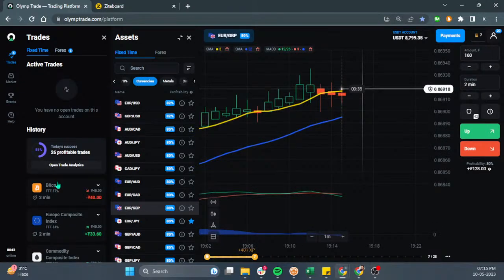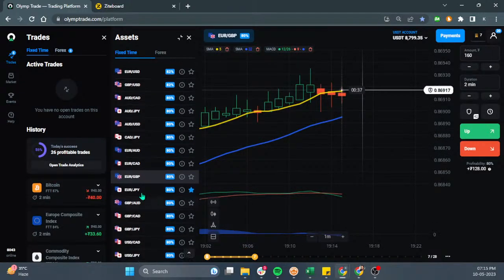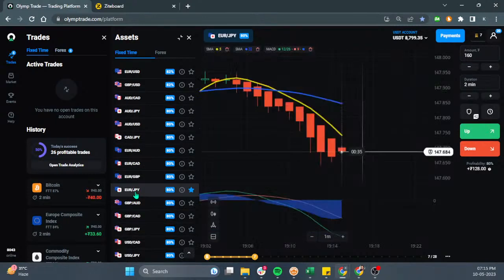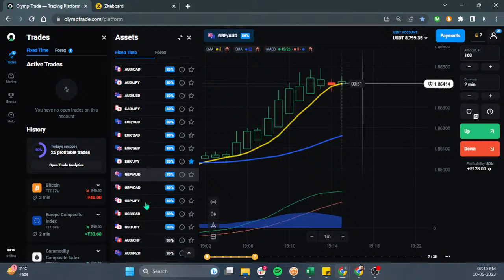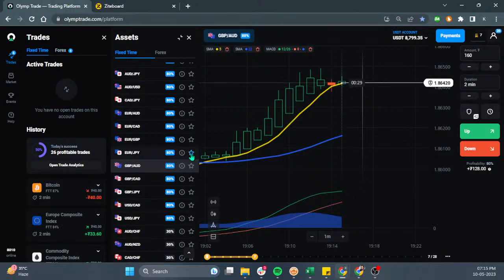Unfortunately, this trade also went in loss. But let's remove the star from this one.